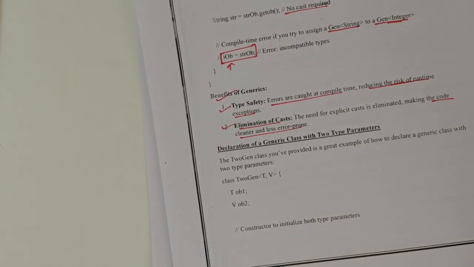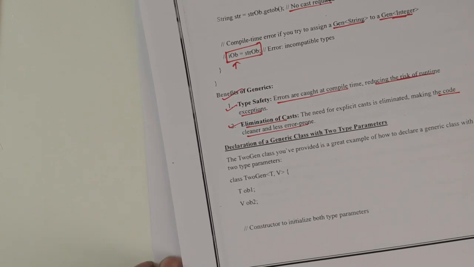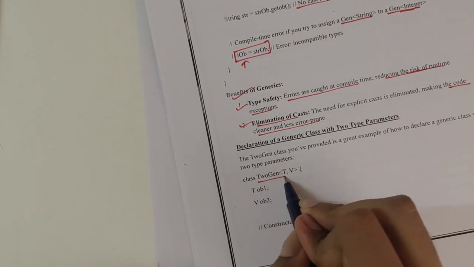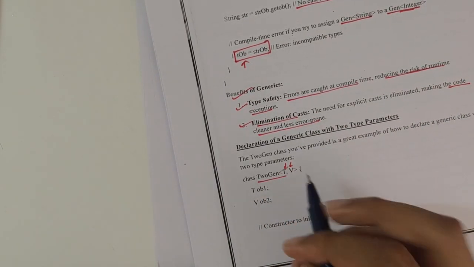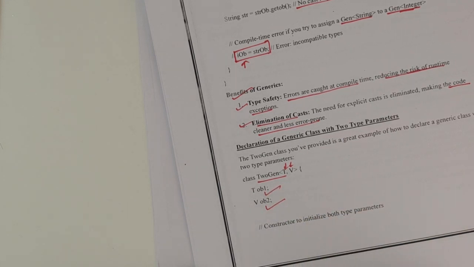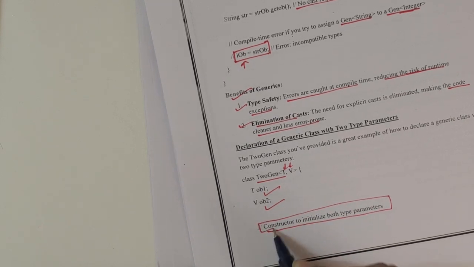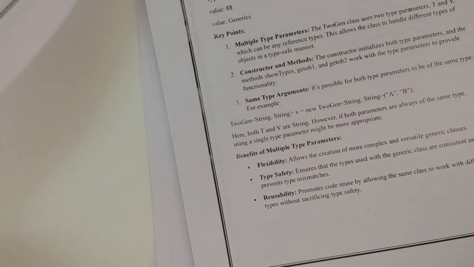Next is declaration of a generic class with two type parameters. Again, class TwoGen<T, V>, with T and V as placeholders. Now T ob1 and V ob2. Next, I am taking a constructor to initialize both the parameters. Now let's see how it happens.